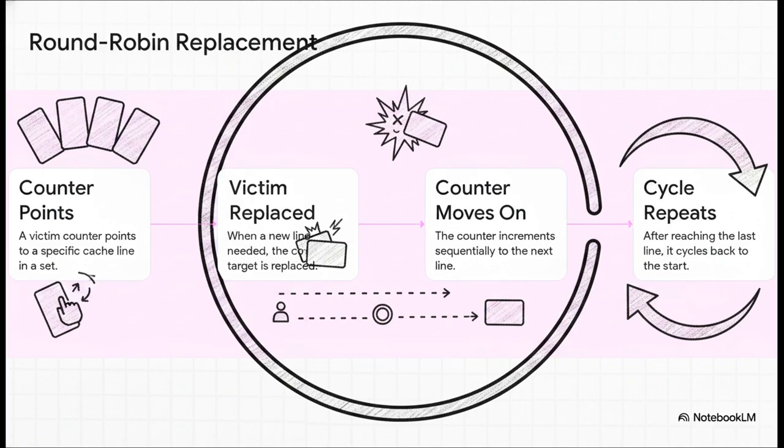Honestly, you can just think of it like dealing cards. There's a pointer, or a victim counter, that just points to one line in a set. When an eviction needs to happen, that's the victim. Then the counter just moves to the next line in the sequence, 1, 2, 3, 4, and when it gets to the end, it just wraps right back around to the beginning. It's simple, it's orderly, and it's extremely predictable.